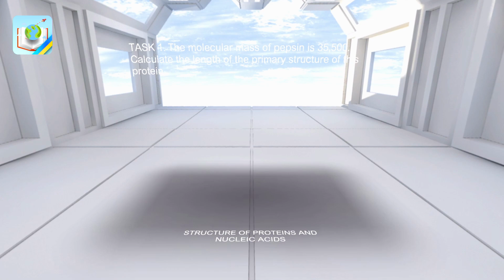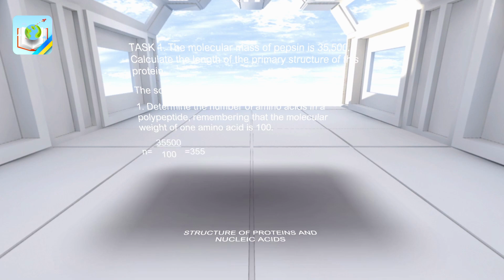Problem 1. The molecular mass of pepsin is 35,500. Calculate the length of the primary structure of this protein. The solution? 1. Determine the number of amino acids in a polypeptide, remembering that the molecular weight of one amino acid is 100. The number of amino acids is indicated by the Latin letter N.